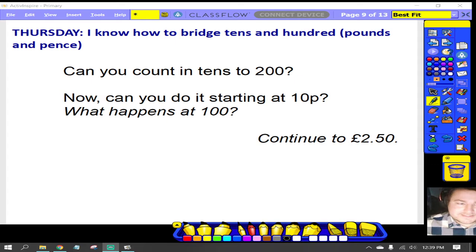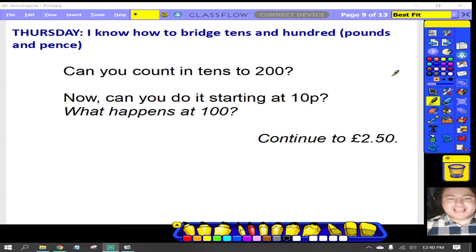And today's learning intention is I know how to bridge tens and hundreds, pounds and pence. We're talking money this week. A little bit of a warm up. Can you count in tens to 200? I'm going to ask you to pause unless you're unsure and then do it with me in 3 seconds. So pause if you want to do it by yourself.